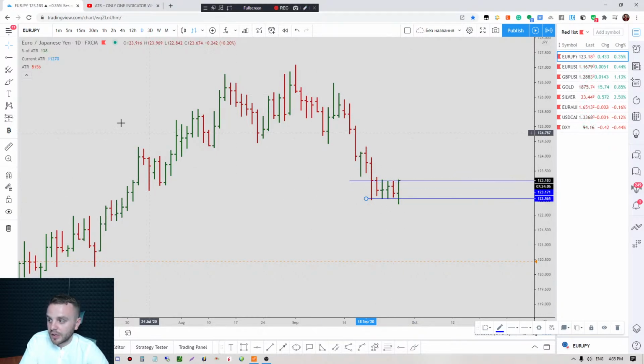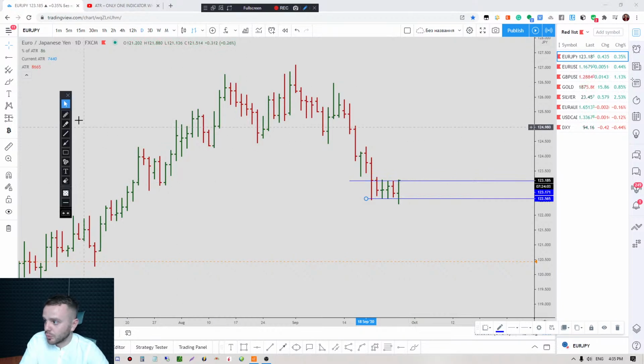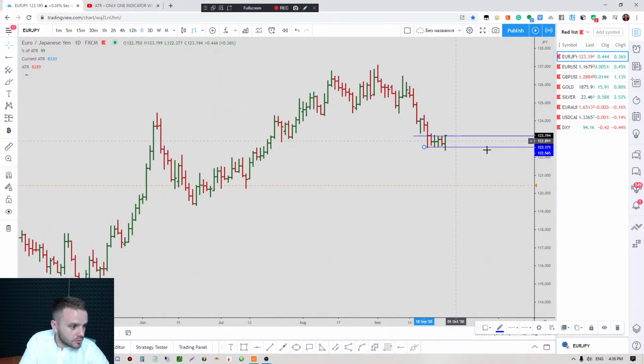I wait to see where D1 would close. It's important that the daily candle closes at its high or even above all of this. Only that would be a healthy signal that price would make an uprise. Okay, Euro Japanese yen, we covered.